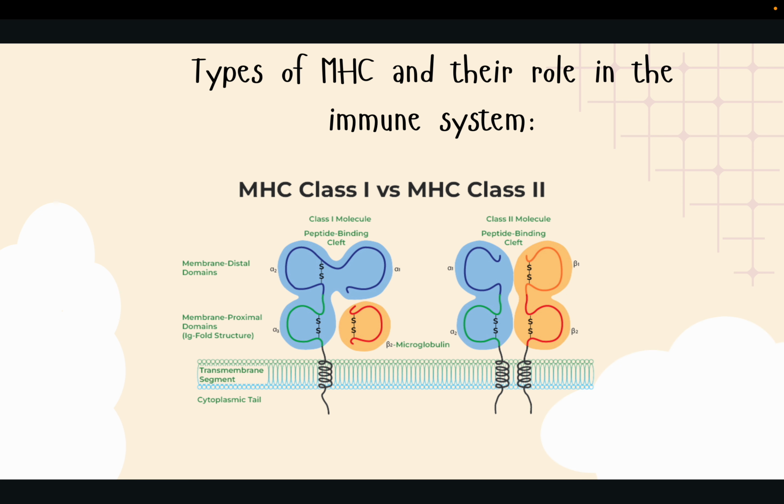Types of MHC and their role in the immune system. There are two main types of major histocompatibility complexes, or MHC: MHC class 1 and MHC class 2. In simple terms, MHC molecules are proteins on the surface of cells that display the proteins from within. It acts as a flag to warn other cells of its status. MHC class 1 is found on all nucleated cells, while MHC class 2 is found primarily on antigen-presenting cells, or APCs. Their main role in the immune system is to present peptide fragments, allowing T cells to recognize infected cells.